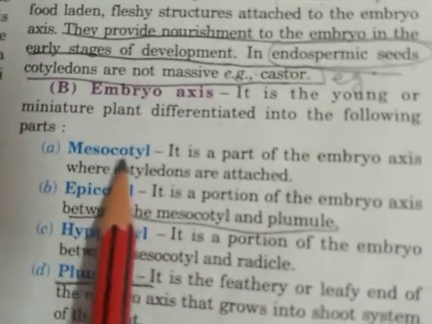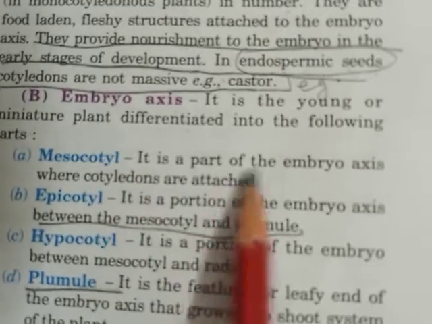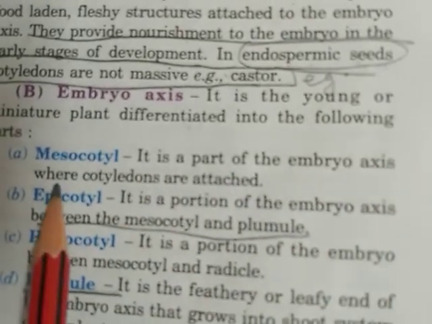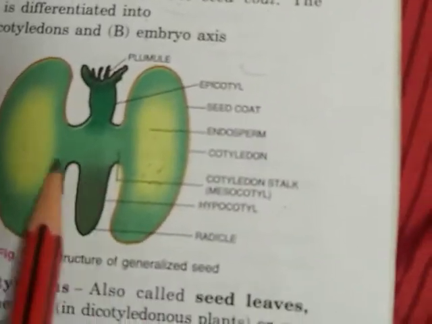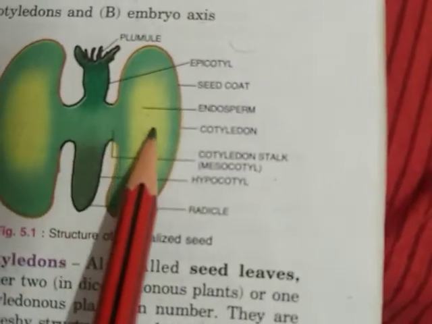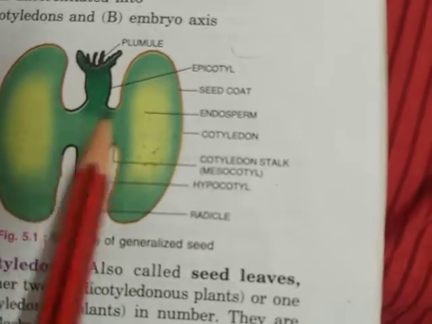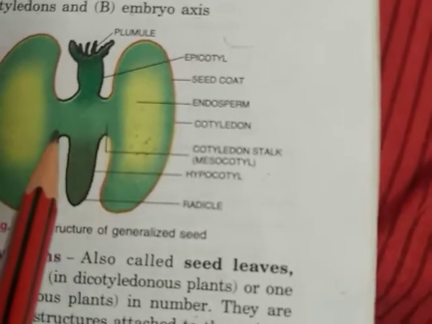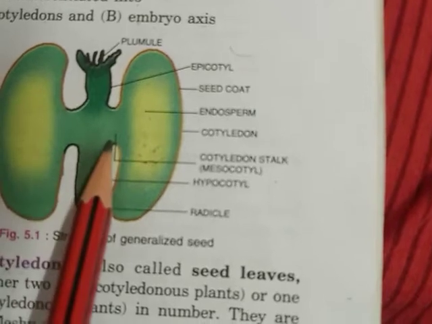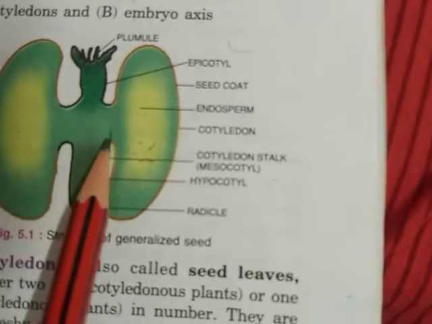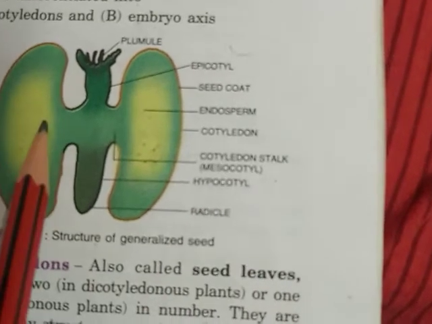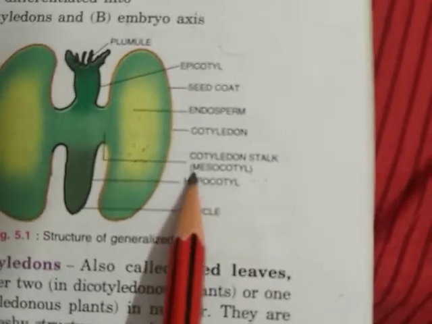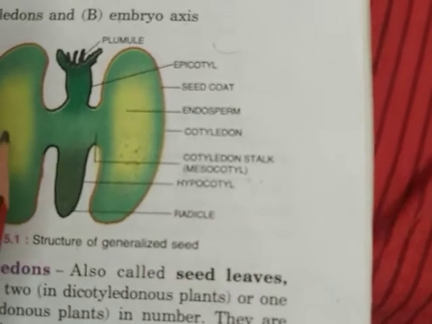The first one is the mesocotyl. It is the part of the embryo axis where the cotyledons are attached. See here, these are the two cotyledons. They are attached to each other with this axis. This stalk is known as the mesocotyl or the cotyledon stalk. So the function of the mesocotyl is to attach the two cotyledons.